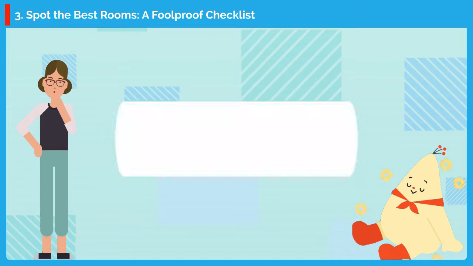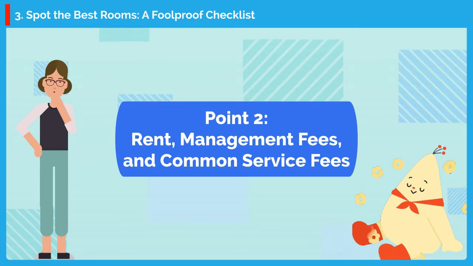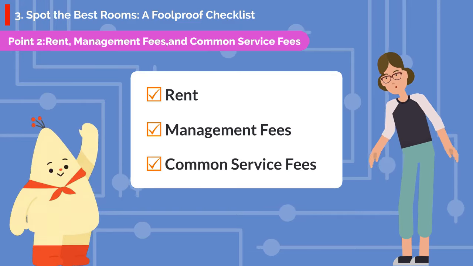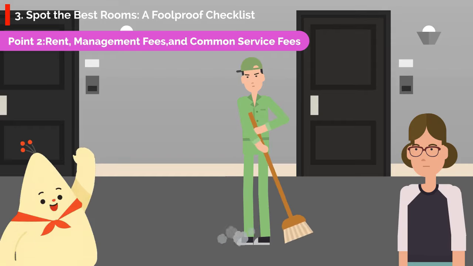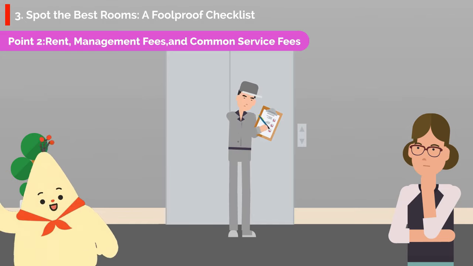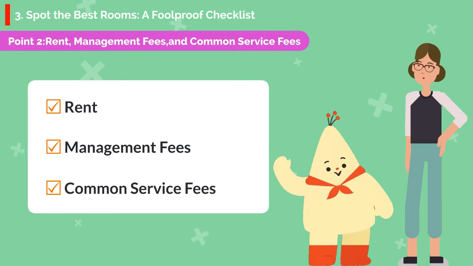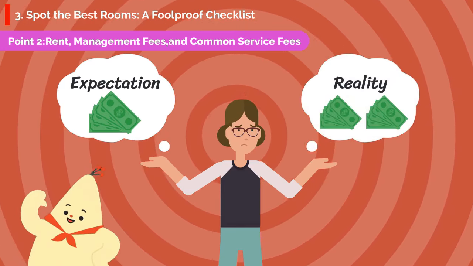Point 2. Rent, management fees and common service fees. Never calculate your monthly cost based on rent alone. Management fees and common service fees are added on top. These cover cleaning, maintenance of shared areas, lighting for hallways, and other building services. If you don't check them, your monthly payment may be higher than expected.